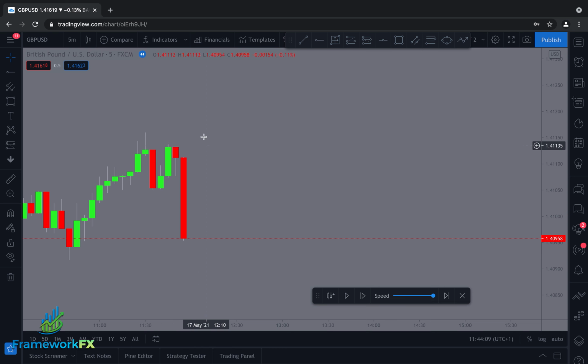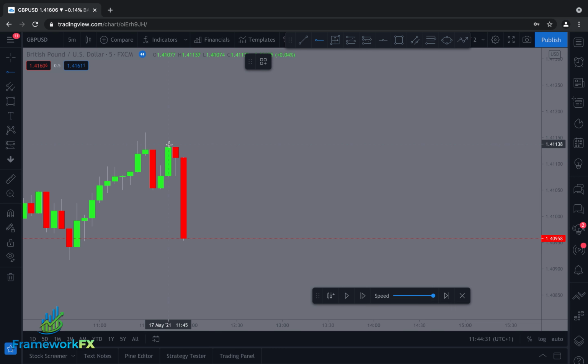So we've had a drive up. We've clearly found an area here where we've gone sideways, or we could call it basing. And then we've got a push down where there has been an imbalance in the supply and demand, which has moved the market. Okay, so then the first thing we do is we add two lines to the chart.